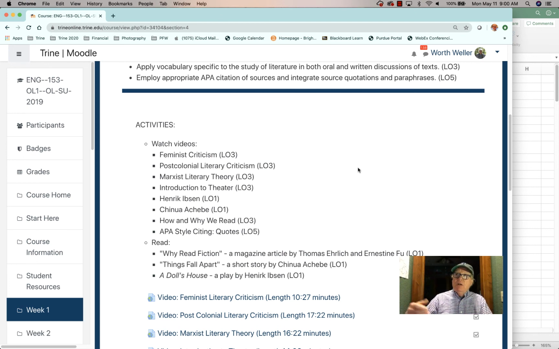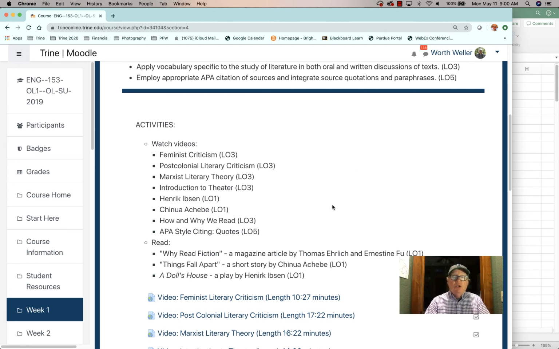There's also introduction to literature, introduction to theater. There's one about Henrik Ibsen. That's a play I'd like for you to read, okay? And there's one about Chinua Achebe, and that's a short story, okay? I'd like for you to read both, but you're only going to write about one of them, which is going to be helpful, okay?